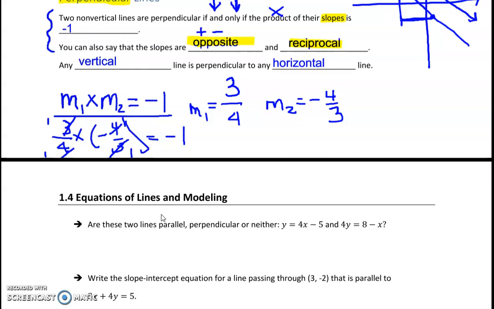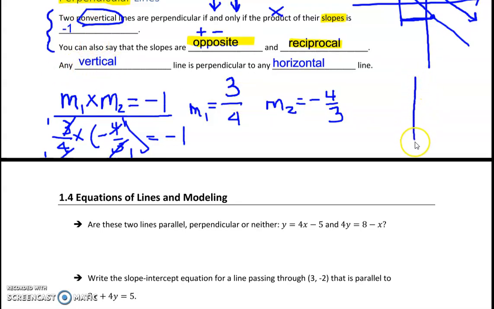So two ways to say the same thing. When you multiply the slopes of perpendicular lines, you get -1, and their slopes are opposite and reciprocal. Just like before, we threw out the vertical lines because vertical lines don't have a slope. But again, I think this is pretty intuitive.